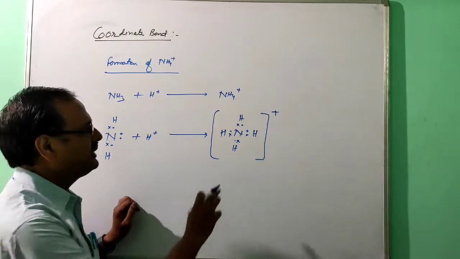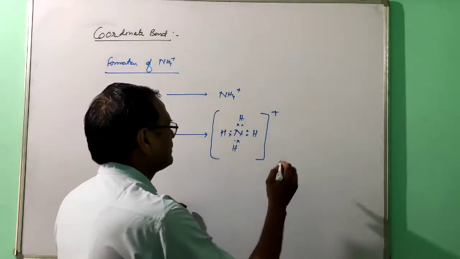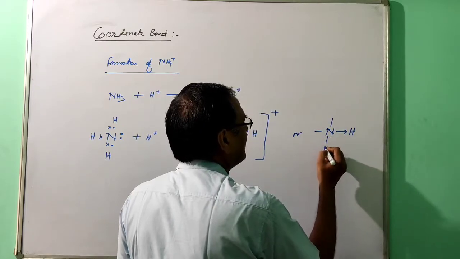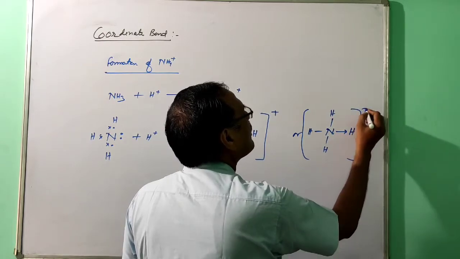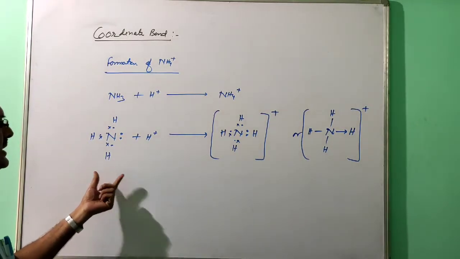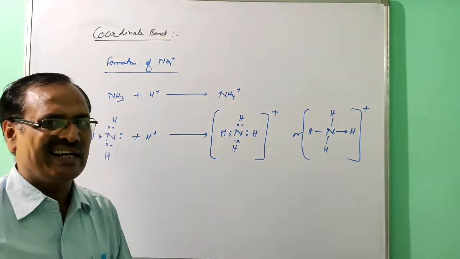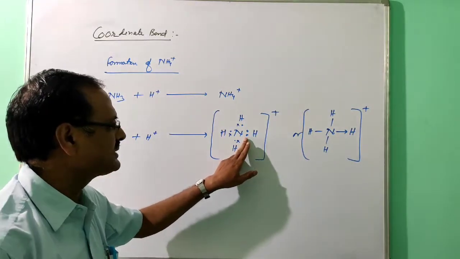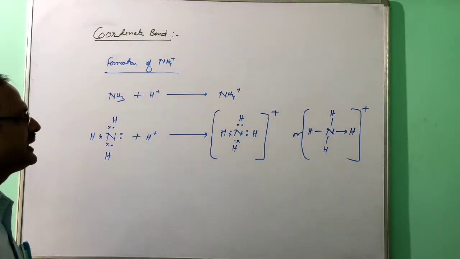And just to see the bonds, this is coordinate and these three are covalent. So octet of one is complete, duplet of another one is incomplete, and the shared pair of electrons is contributed by one atom, shared by both the atoms. So this nitrogen is contributing the shared pair of electrons and it is shared by both the atoms. So this way you can represent it.